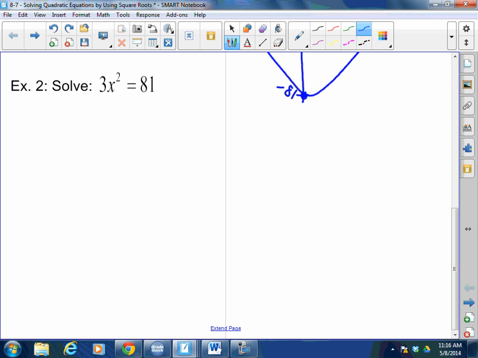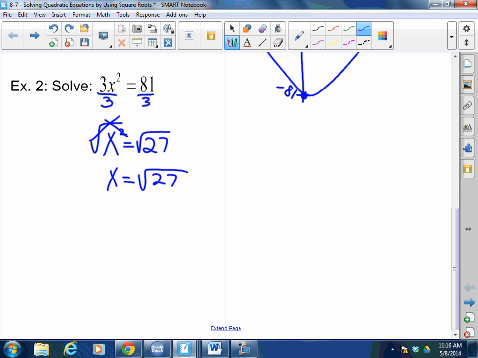Solve. Okay, what do we do first here? I want to get x alone. Very good, sir. You want to divide by 3 on both sides. So x squared equals 27. How do I get that x alone now? Square root both sides. The square root cancels the power. X equals, wait a second.